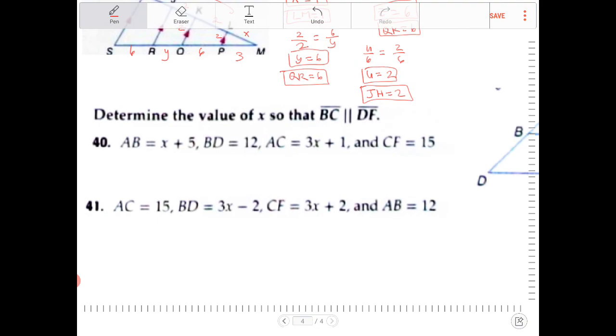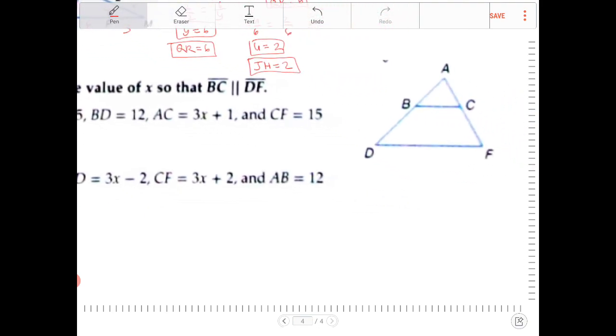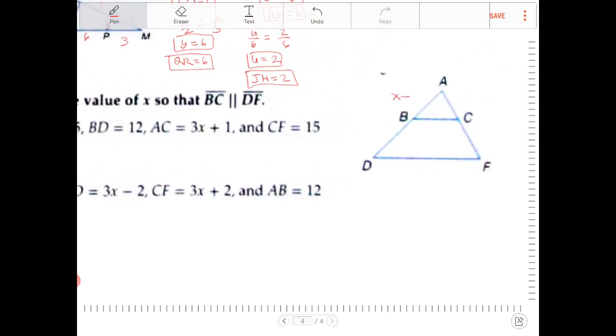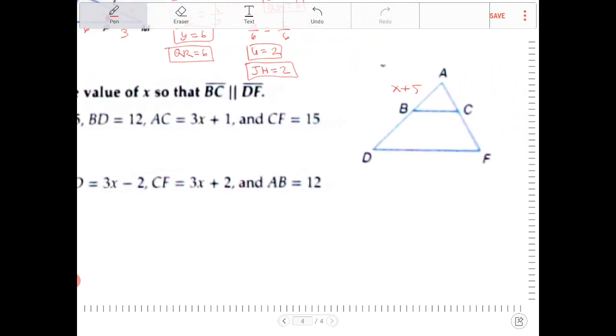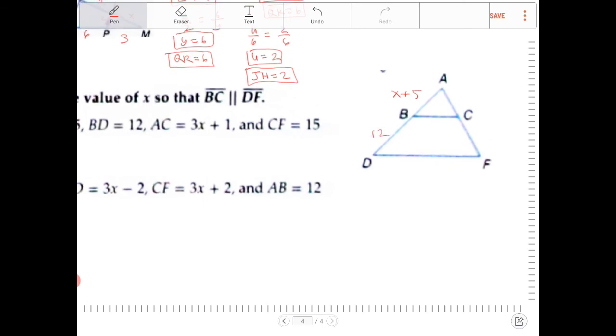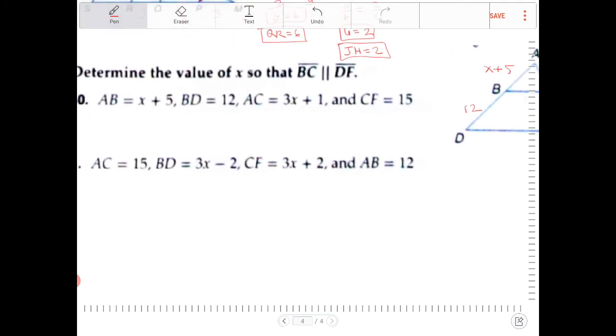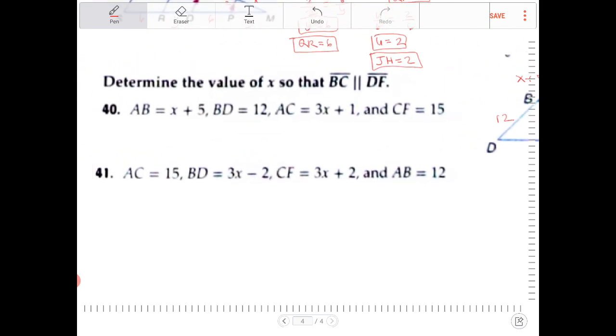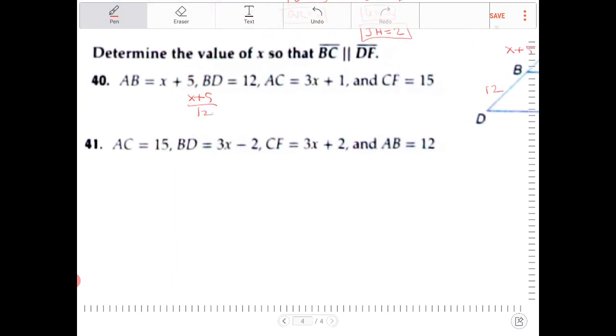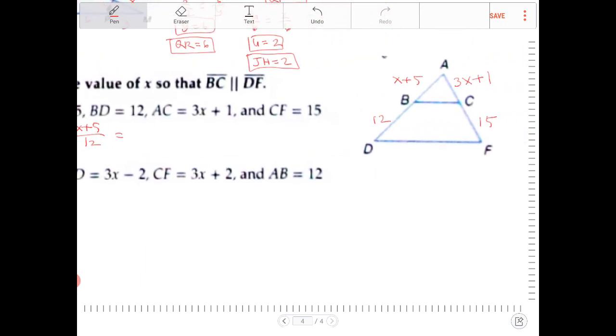Okay, moving on. AB is equal to x plus 5. BD is equal to 12. AC is equal to 3x plus 1. CF is equal to 15. So I say x plus 5 over 12 is to 3x plus 1 over 15.